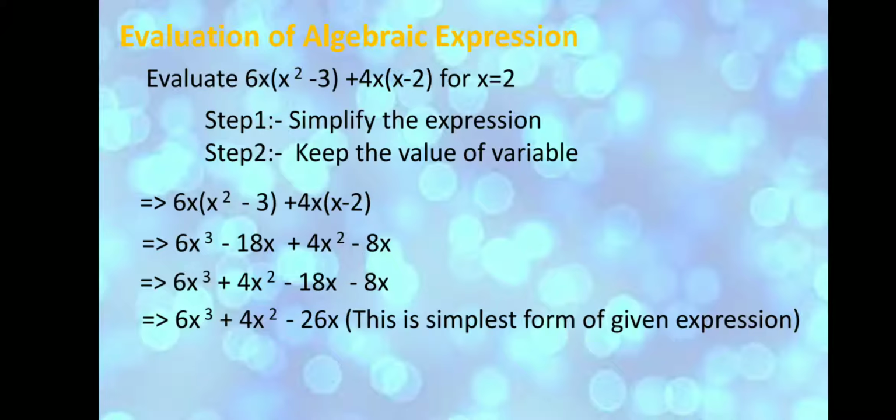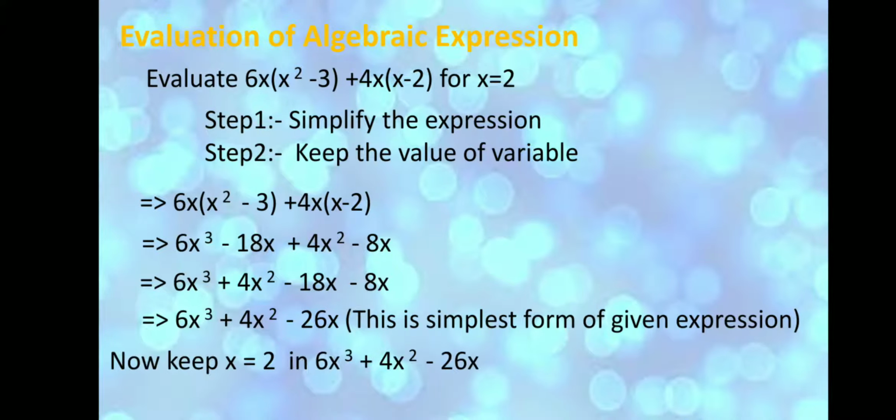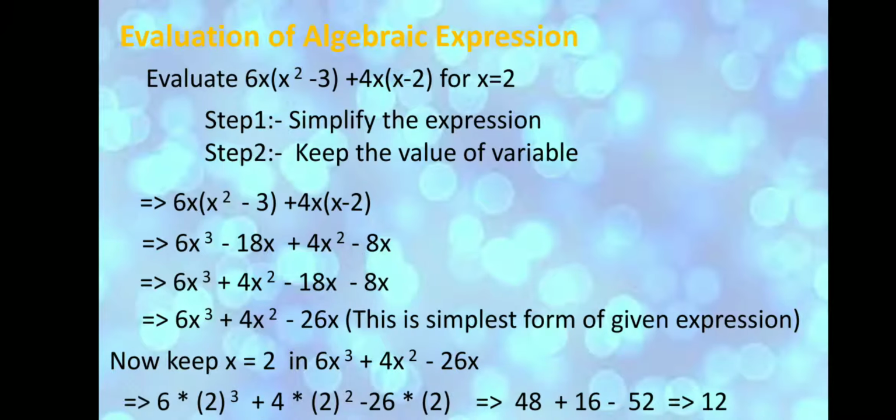This is the simplest form of the given expression, and now in the place of x you'll replace x by 2. So your expression will be 6 into 2 power 3 plus 4 into 2 power 2 minus 26 into 2. When you simplify this, you'll get 48 plus 16 minus 52, which will give you your final answer as 12. So 12 is your answer for this expression.